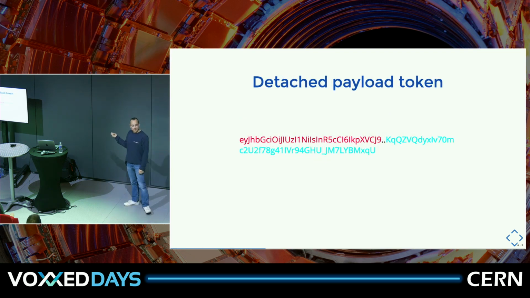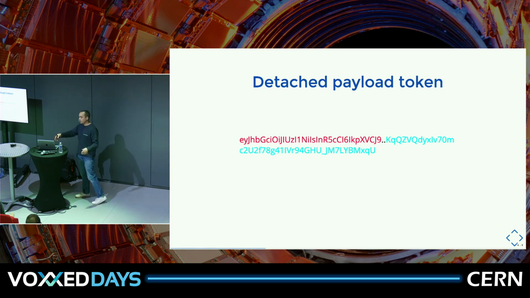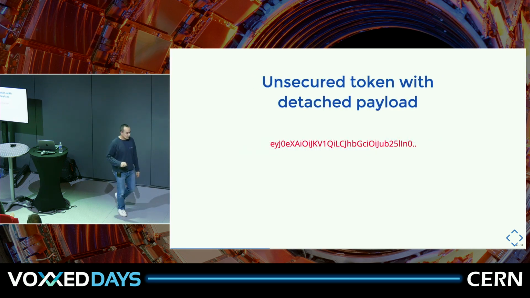Another less known is the detached payload token. So here again it's a valid JWT, but only with two parts. The middle part is missing, and so the payload has been sent in another channel, in another way, whatever. And it is the responsibility of the recipient to rebuild the JWT and verify the signature and so on, like always. And the last one, funny also, it is also a valid JWT, but an unsecured token with detached payload. So probably not so useful, I think.